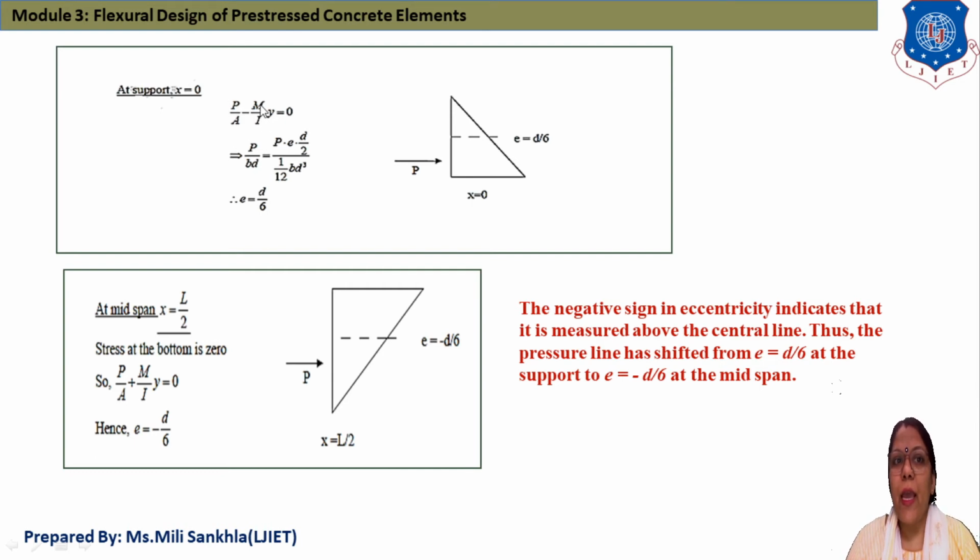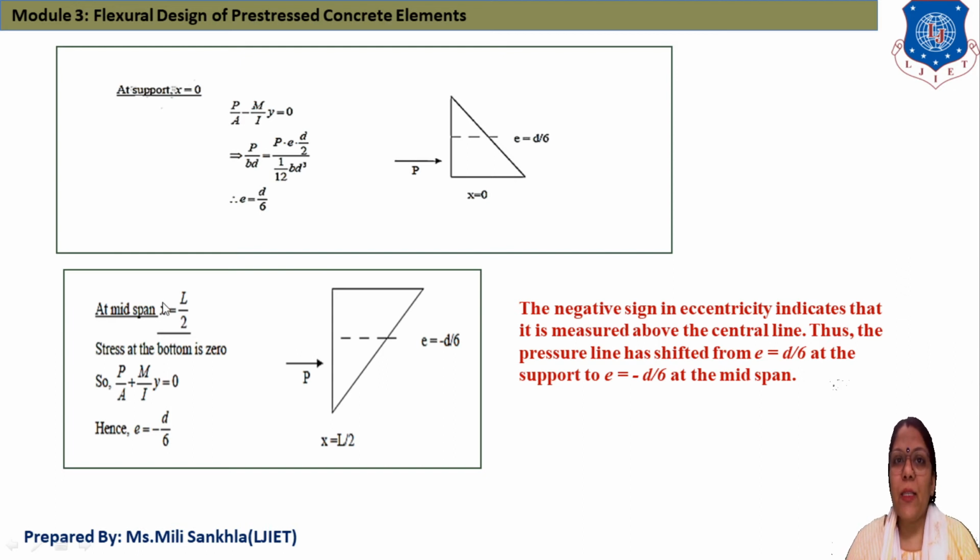Direct stress, then M by Z, Z is equal to I by Y, put the value P by A, A is equal to BD, then shifted on the right hand side, M is equal to P into e, Y is equal to D by 2 and I is equal to BD cube by 12. After solving this, we get e is equal to D by 6. And this one is the resultant stress diagram at support. At support, we get maximum stresses at the bottom, and from this, our eccentricity e is equal to D by 6, and the answer is positive. That means this one is below the CGC level.